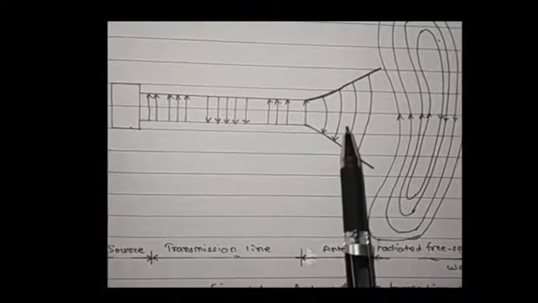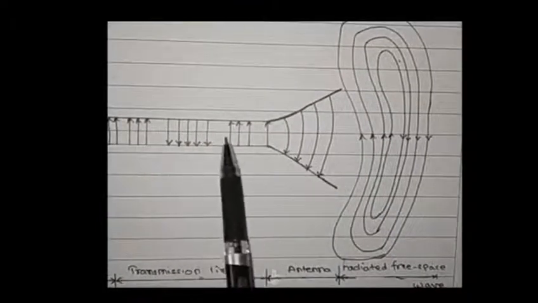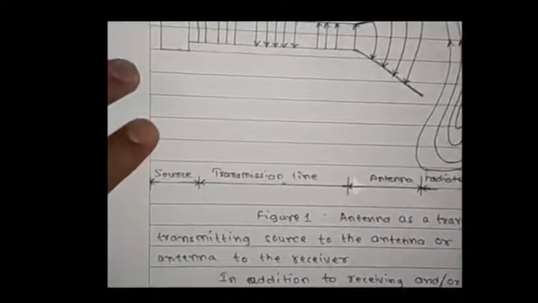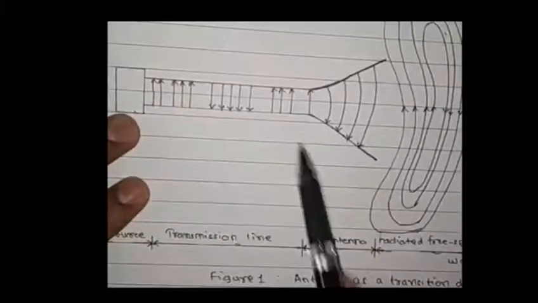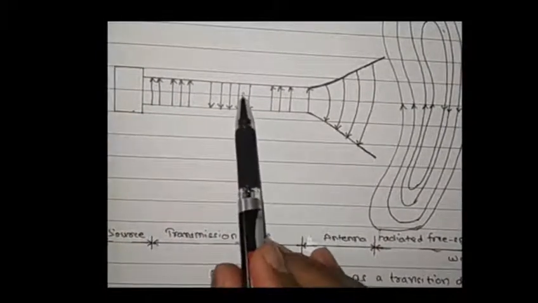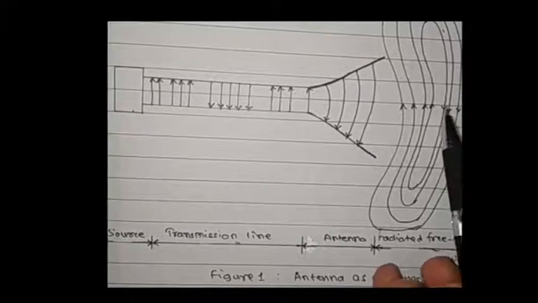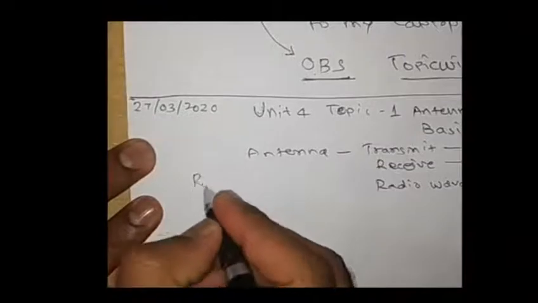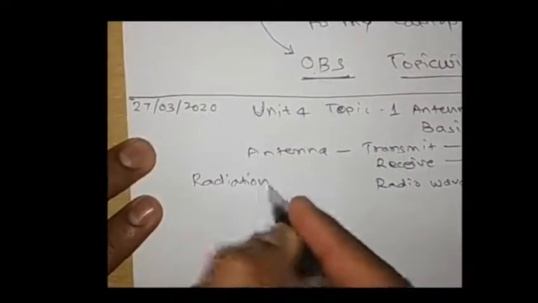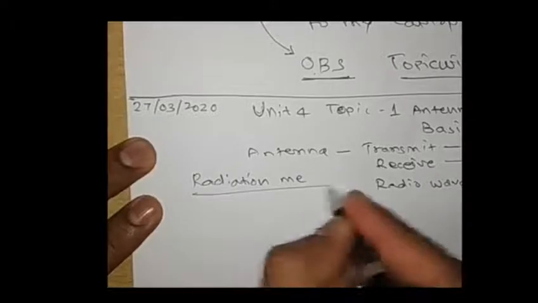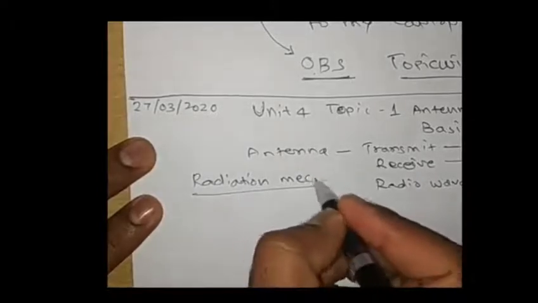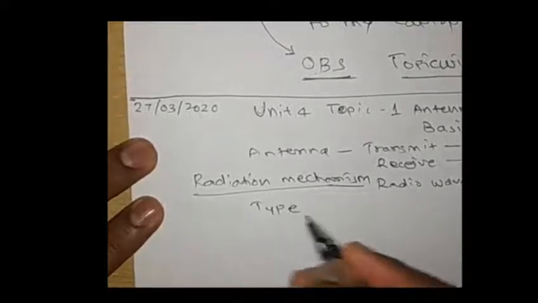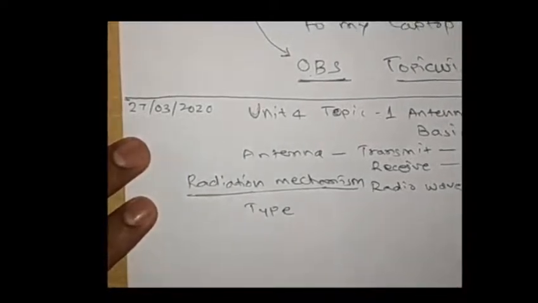This transition structure converts the guided electromagnetic wave into free space waves. So the important point to decide by the antenna is how to convert a guided electromagnetic wave into a free space wave and vice versa. Let's have a look at the radiation mechanism of an antenna. Radiation in an antenna is based on a single principle irrespective of the type of antenna. It can be any type of antenna, its radiation mechanism remains the same.